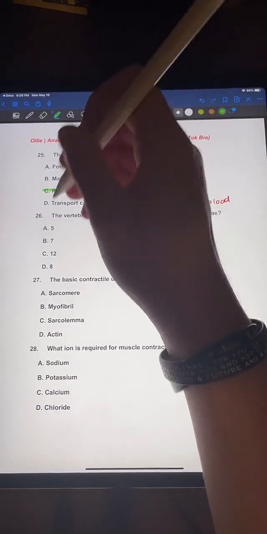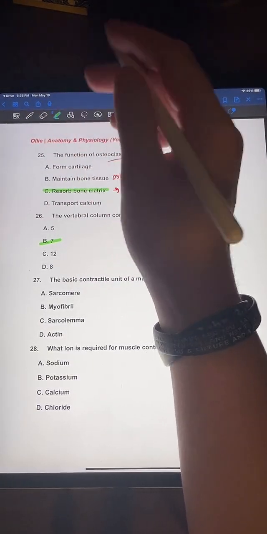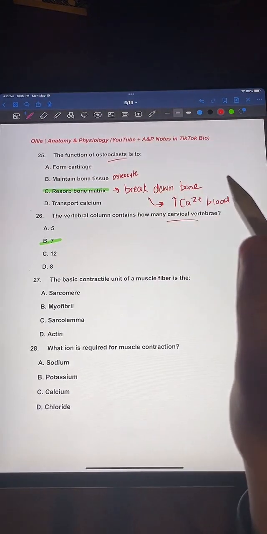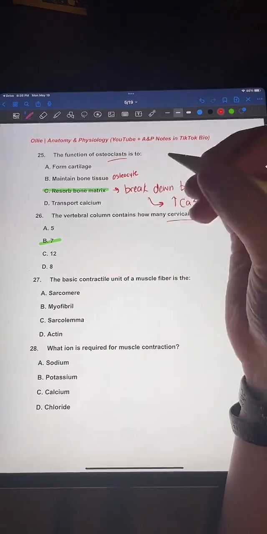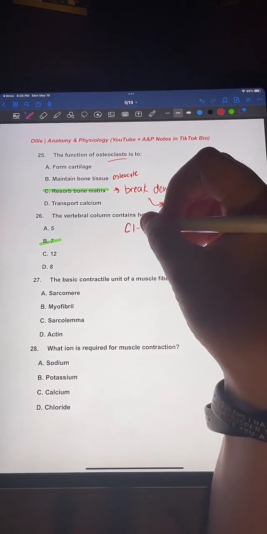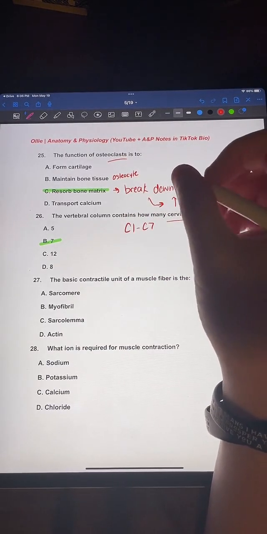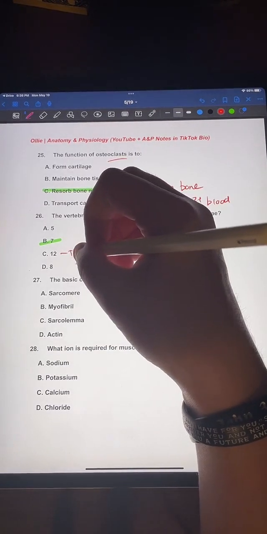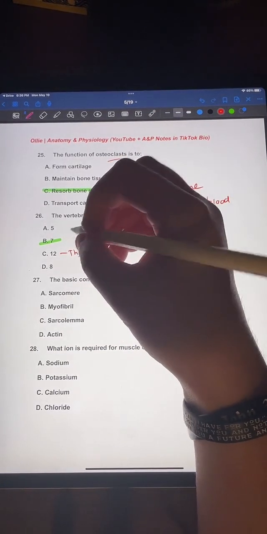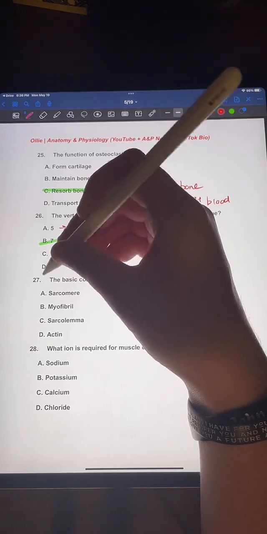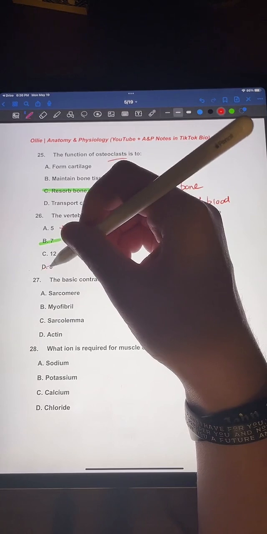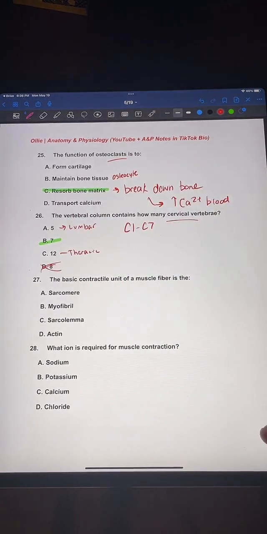But the answer is B. It is 7. So our cervical spine has 7 vertebrae, our C1 through C7. 12 is going to be our thoracic. 5 is going to be lumbar. 8, this is not any standard one.